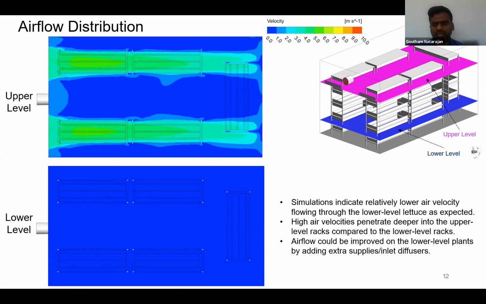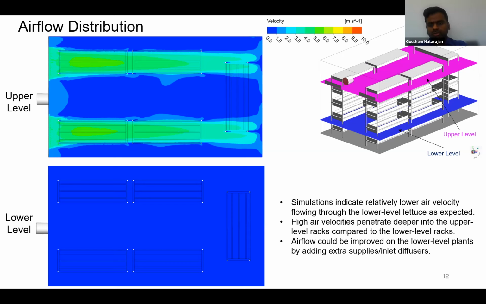So from this, we recommend that there is a need for improvement for the lower level plants, with extra supplies of airflow or by adding extra inlet diffusers at these points. In the case of the upper level, we can see that the air velocities penetrate deeper into the racks, and there is sufficient flow for the lettuce plants to have an effective grow rate.